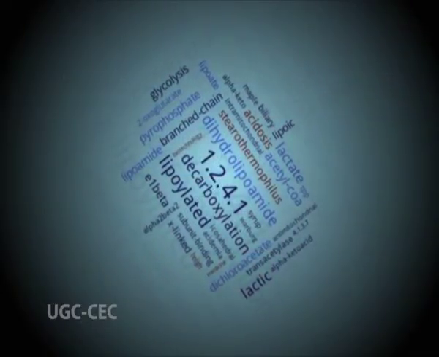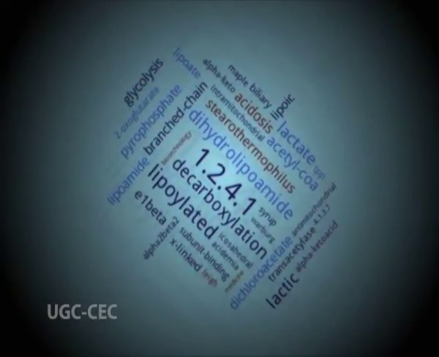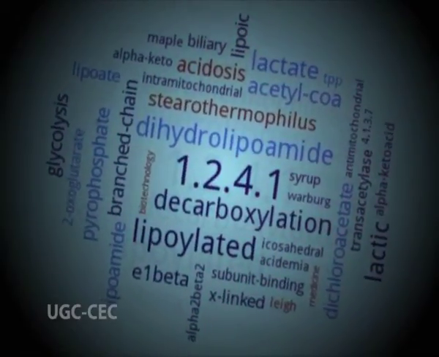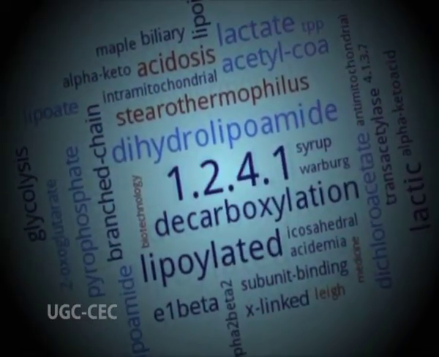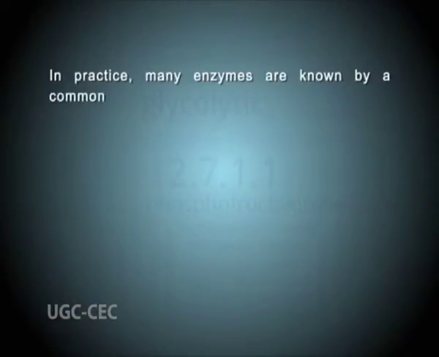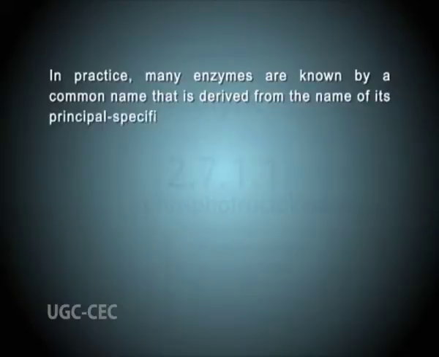Each enzyme type has a specific 4-integer EC number. This is a complex system, but it is unambiguous and eliminates confusion between enzymes catalyzing similar but not identical reactions. In practice, many enzymes are known by a common name that is derived from the name of its principal specific reactant with a suffix -ase. Some common names do not even have -ase appended, but these tend to be enzymes that were studied in the early days, before the systematic classification of enzymes had been assigned.